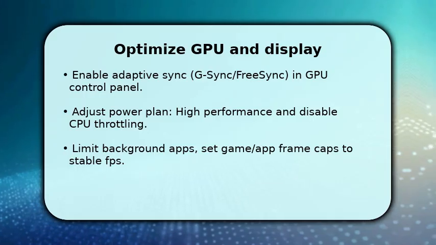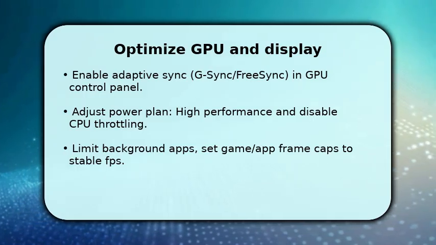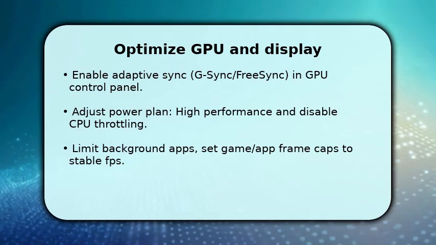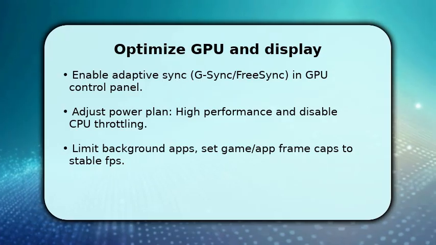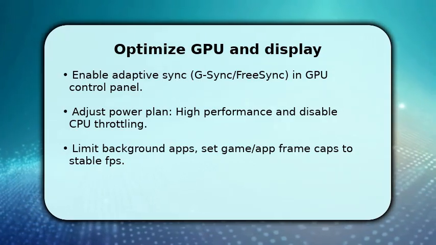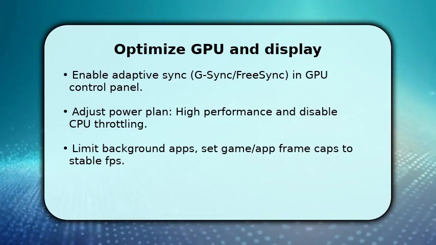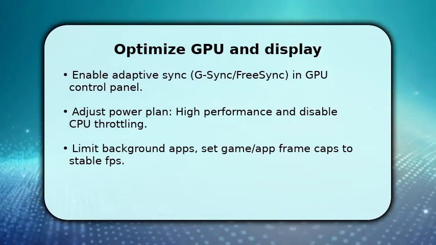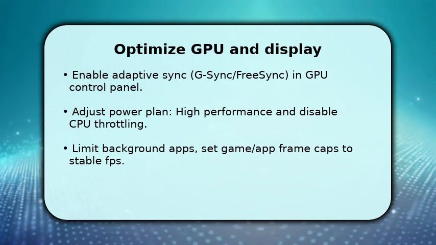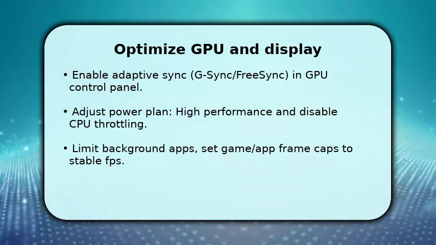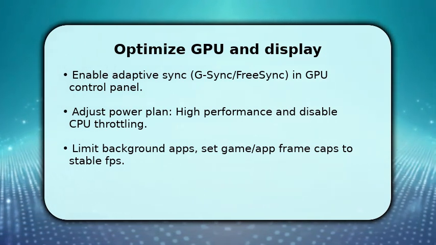Then choose a high-performance power plan, disable CPU and GPU power saving that cause frequency drops, and lock background tasks that spike CPU usage. For games and apps, set a sensible frame cap just above or equal to your monitor's refresh rate to avoid micro stutters. Once configured, run a benchmark or a movie to confirm consistent frame delivery and note any anomalies.